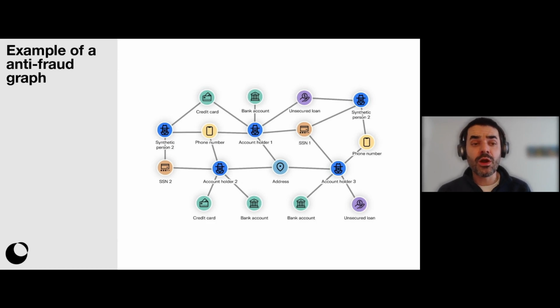But it's also possible to represent data as a graph in anti-fraud. And here we have such an example. So we see some persons, such as synthetic person number 2, account holder 1. We also see entities such as phone numbers, social security numbers, credit cards, bank accounts. And all of this data is modeled as a graph, as we can see on the right, and this helps reveal that some of the account holders, some of the persons, are connected to one another.